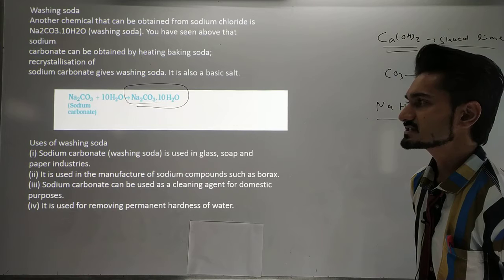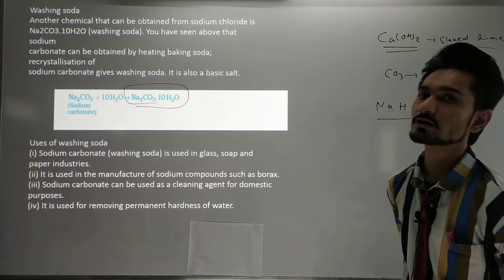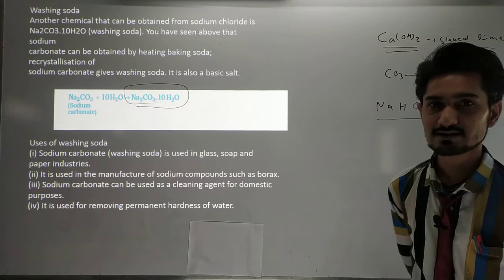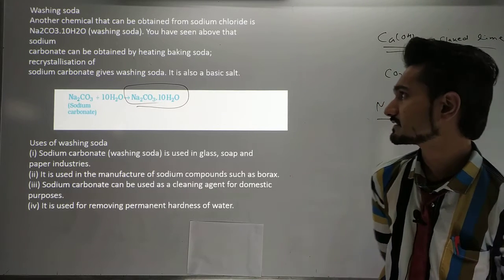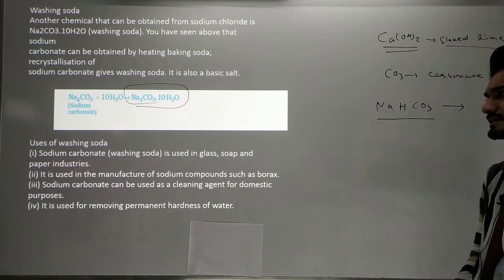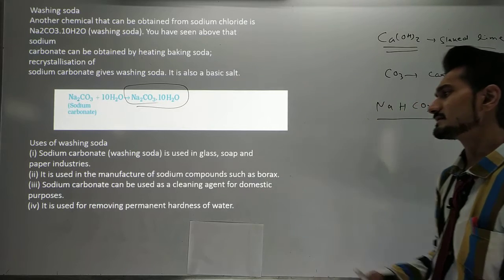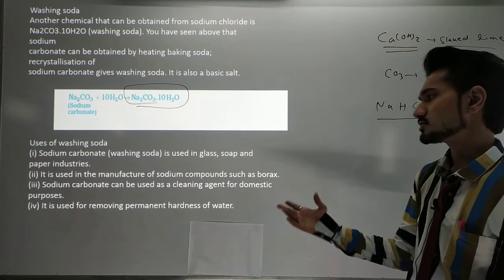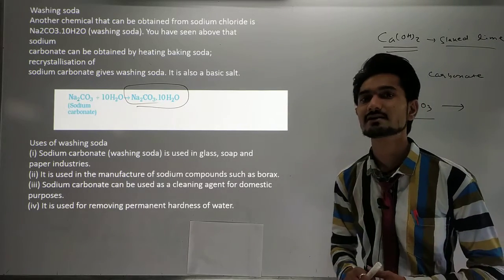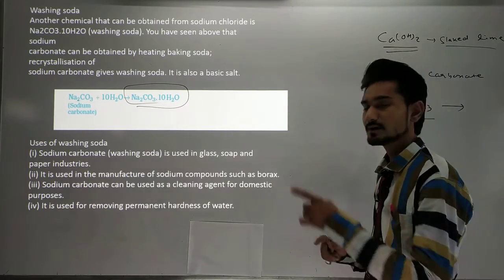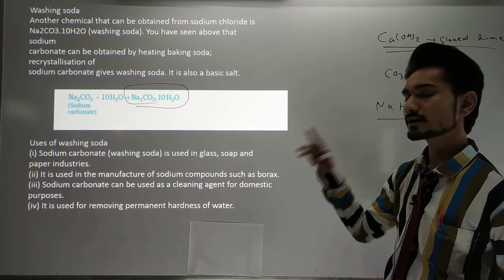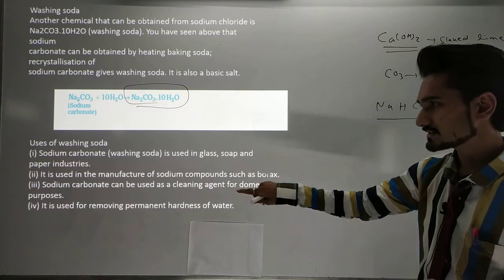It is also a basic salt because it contains water and it also contains the sodium in it. That's why we can say that sodium carbonate is basic in nature. Uses are very easy. It will be used in the glass, soap, paper industry. It is used in the manufacturing of the borax, sodium carbonate. We are going to see the borax in the third chapter, where we are going to study about metal and non-metal. There we have to extract the metal, and there is the compound that comes as the borax. We have to separate them. We are going to see in the third chapter.